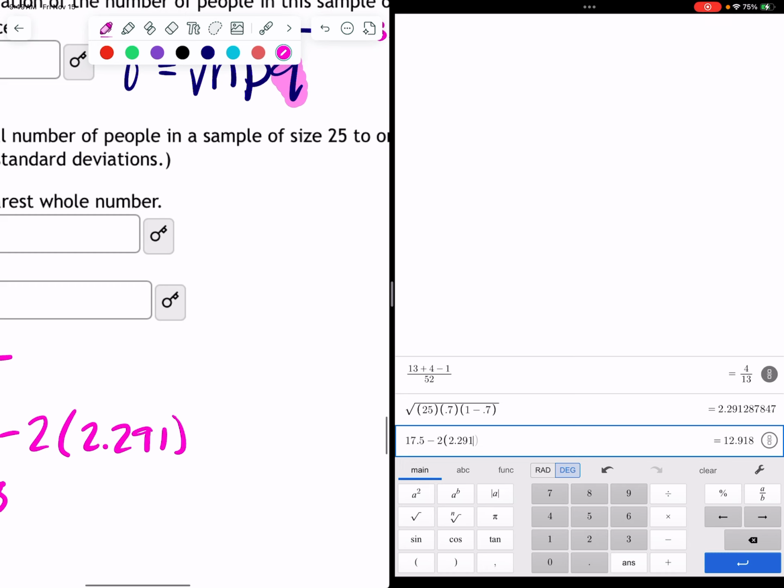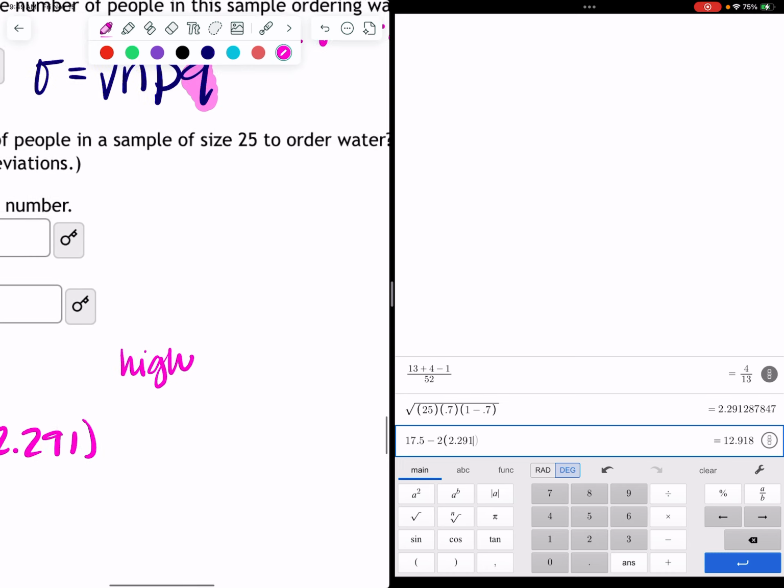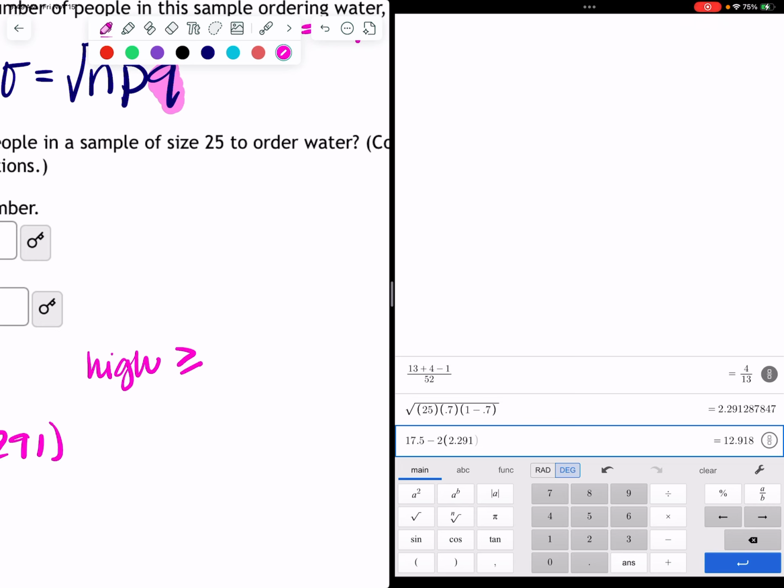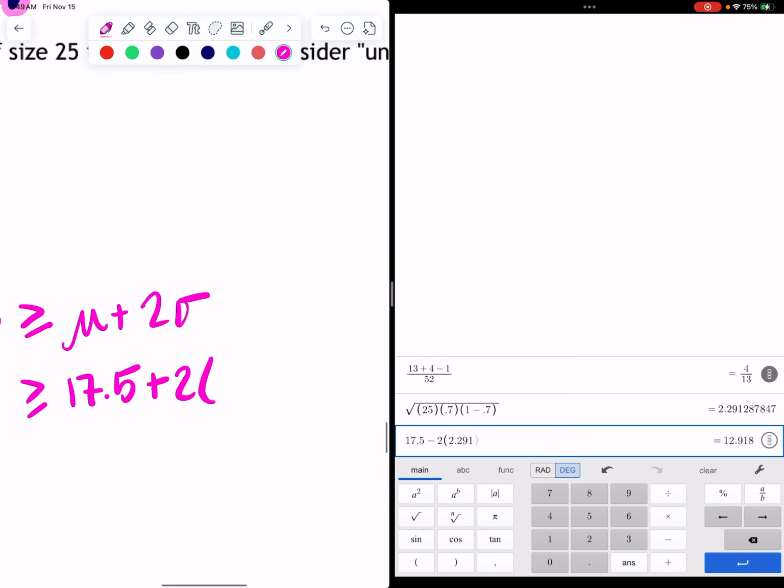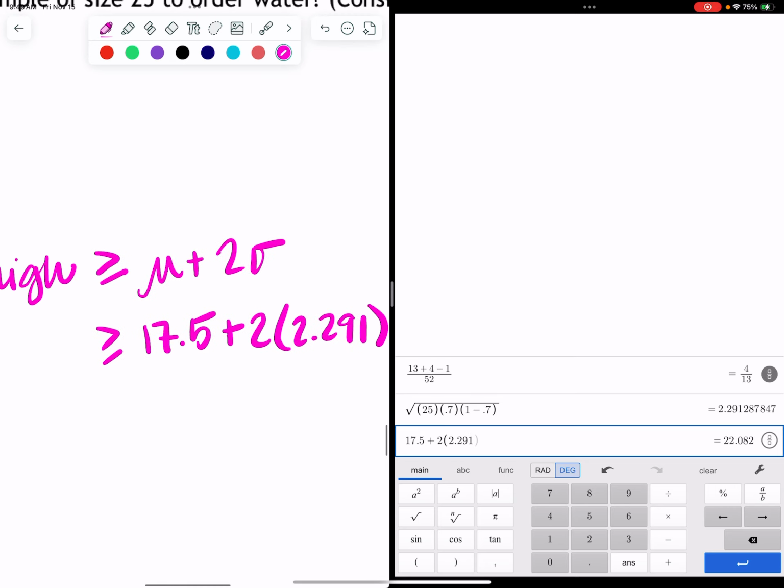My formula chart also says it's unusually high if it's greater than or equal to mu plus 2 sigma. Well, the good news is I still have these. These are the same ones as before. I just change it to a plus sign instead of a subtraction symbol. Rounded to the nearest whole number is 22.